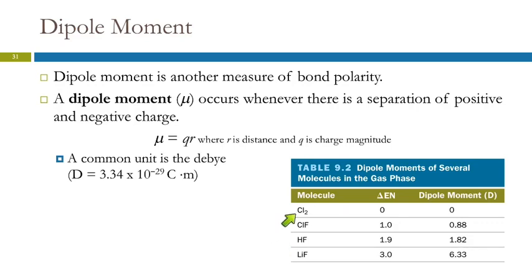And for Cl2, we've talked about that one. That should be nonpolar, right? The difference in electronegativity is 0 because the atoms are the same element. And so the dipole moment is 0. It's completely nonpolar. Chlorine and fluorine, are those the same element? No. So we would predict that that's a polar compound, right? A polar bond. The difference in electronegativity happens to be 1.0, and the dipole moment is 0.88. So the dipole moment often ends up being similar to the difference in electronegativity, but it's not necessarily the same.